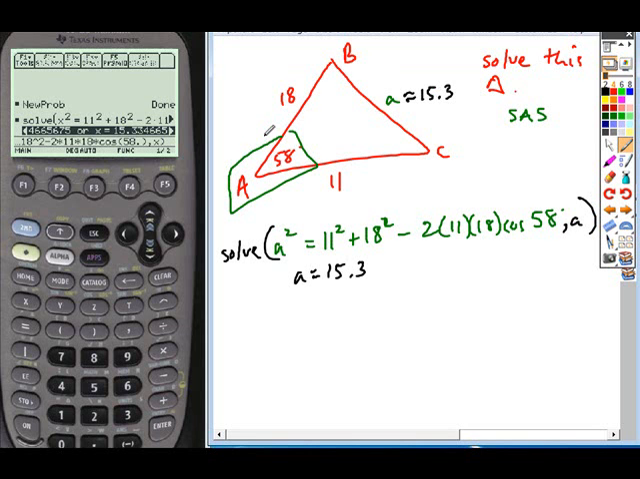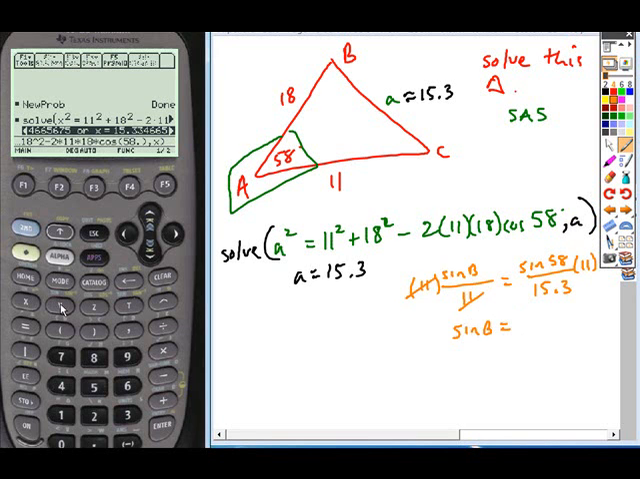Law of sines is probably an easier calculation, so I'm going to use law of sines to find angle B here. If I take angle B as my unknown, I set it up as sine of B over what? You set up your ratio of the sine of an angle over the side opposite that. So opposite B is 11, and that's going to equal the known ratio, sine of 58 over the measure we just found, 15.3. When we multiply this through, we can isolate the sine of B.